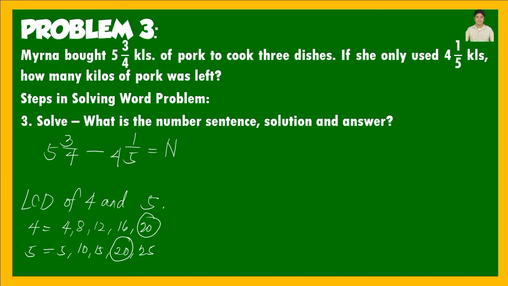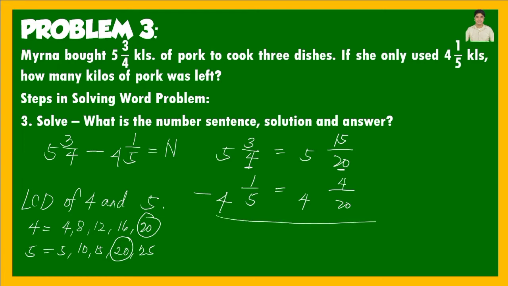Okay. So sulat natin 5 and 3/4 minus 4 and 1/5. So gawin natin ngayong similar fraction sila. So 20 divided by 4, that is 5, times 3, 15. 20 divided by 5, that is 4, times 1, 4. So let us now subtract. 5 minus 4, we have 1. 15 minus 4, that is 11, over 20. So our answer is 1 and 11 over 20 kilo.